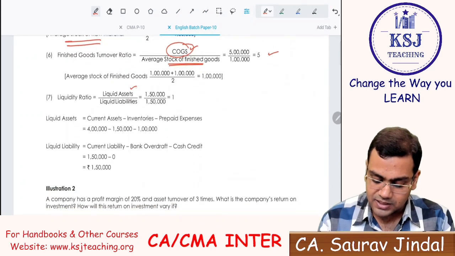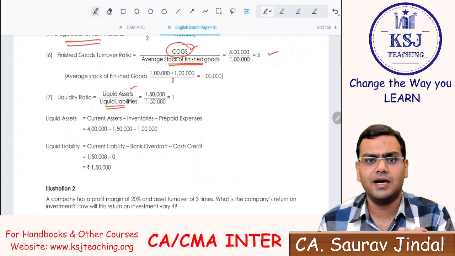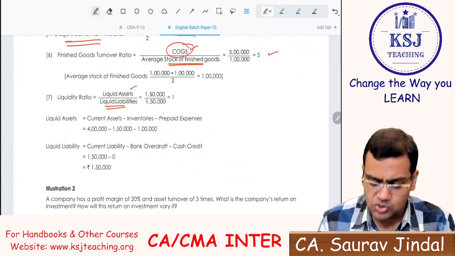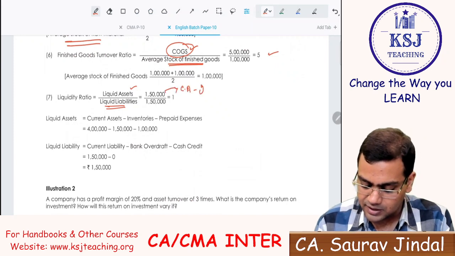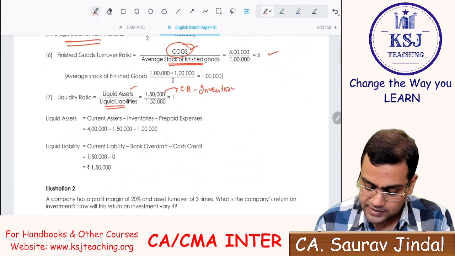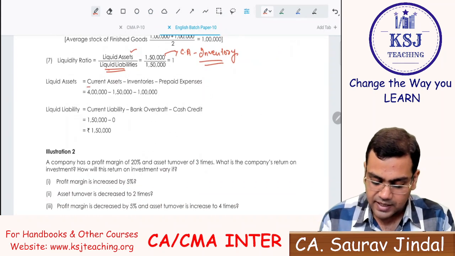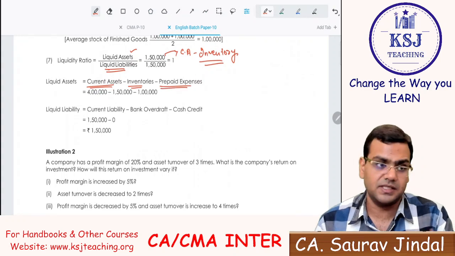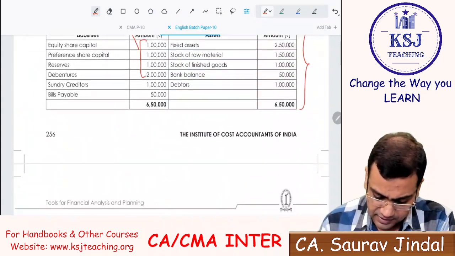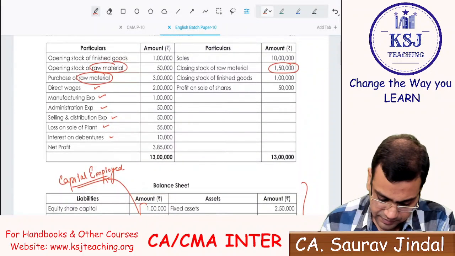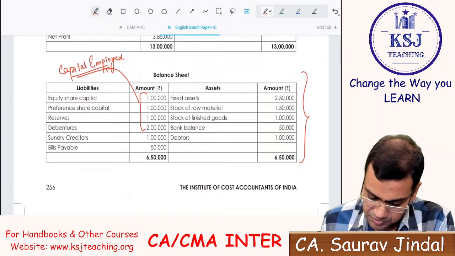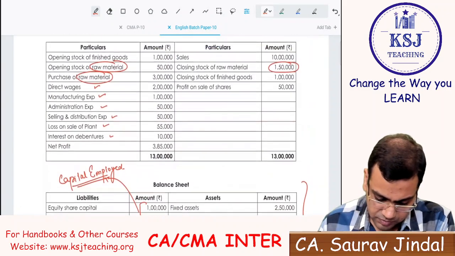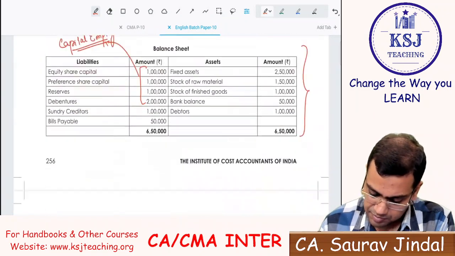Liquidity ratio is liquid assets divided by liquid liabilities. Liquid liabilities is current liability only because bank overdraft and all that thing is not given. So liquid asset is what? Liquid asset is current assets minus inventory. So liquid asset is current assets minus inventories minus prepaid expenses, if there are any prepaid expenses. Are there any, sir? Sir, where are the prepaid expenses? Because he has subtracted 1 lakh as prepaid expenses, sir. I don't know if there are any prepaid expenses in this.